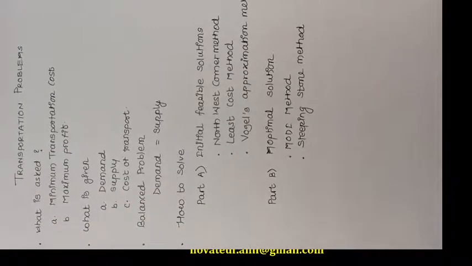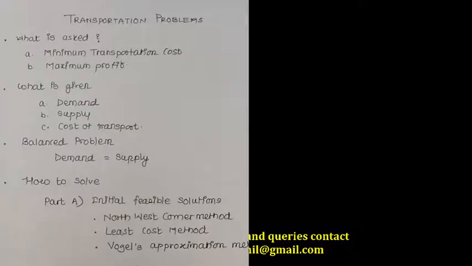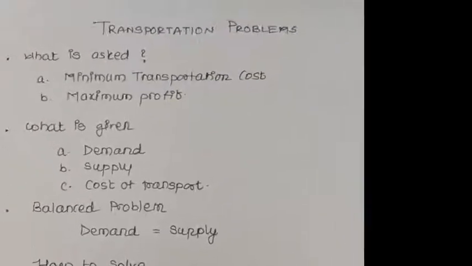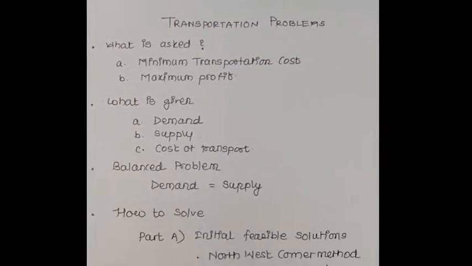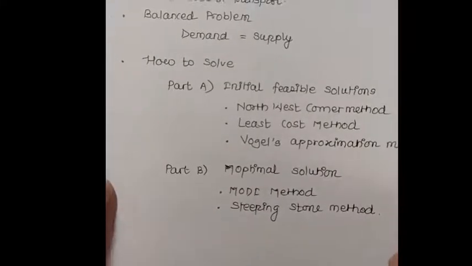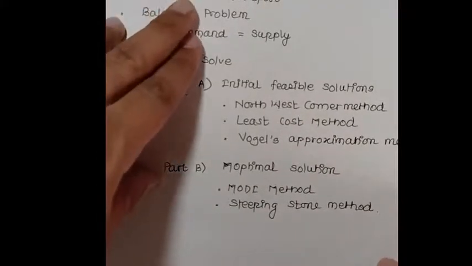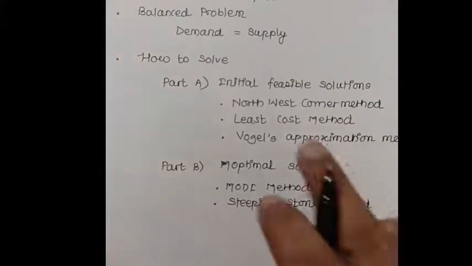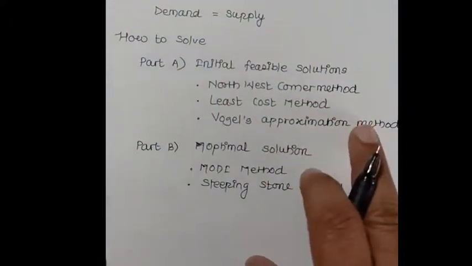Solving transportation problems. Transportation problems are our day-to-day life problems where a company manufactures something at X place and transports the products to some Y place, and that company needs to identify the minimum transportation cost to save the losses. So now what is given: demand, supply and cost. Initial feasible solution we need to find out.